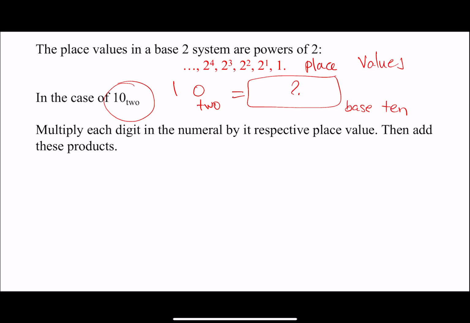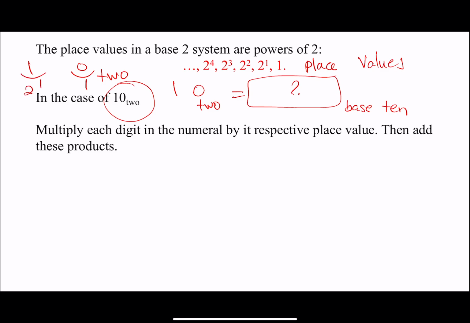Okay, 1 0 base 2, the place values are powers of 2 because we're working in base 2. You want to change it to a numeral in base 10. So what I'm going to do, I'm going to write down the place value of each digit. I write it down from right to left, okay? So the place value of this one is 1. The place value of this digit is 2 to 1.